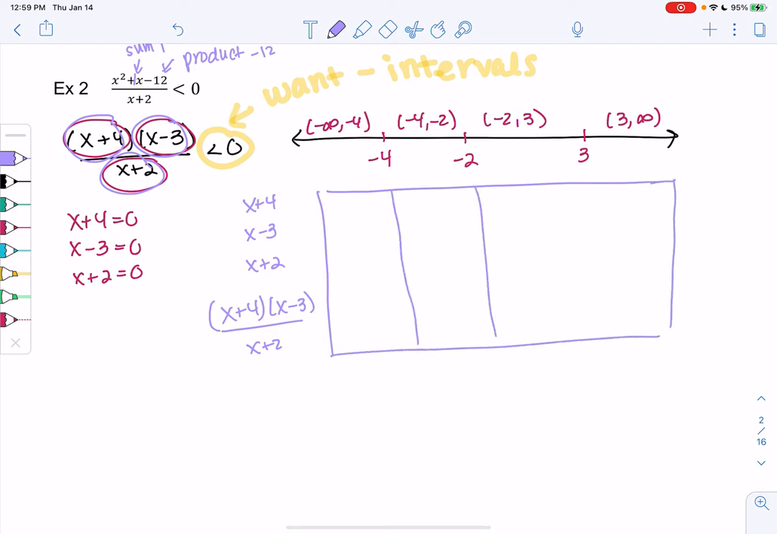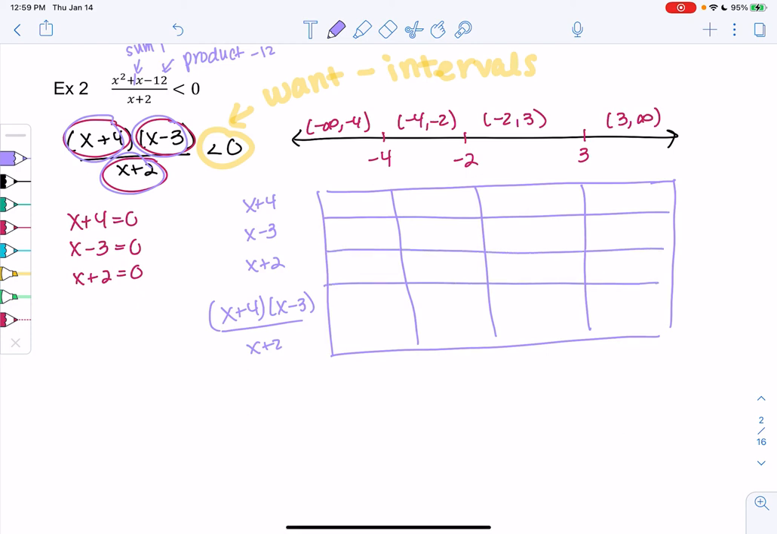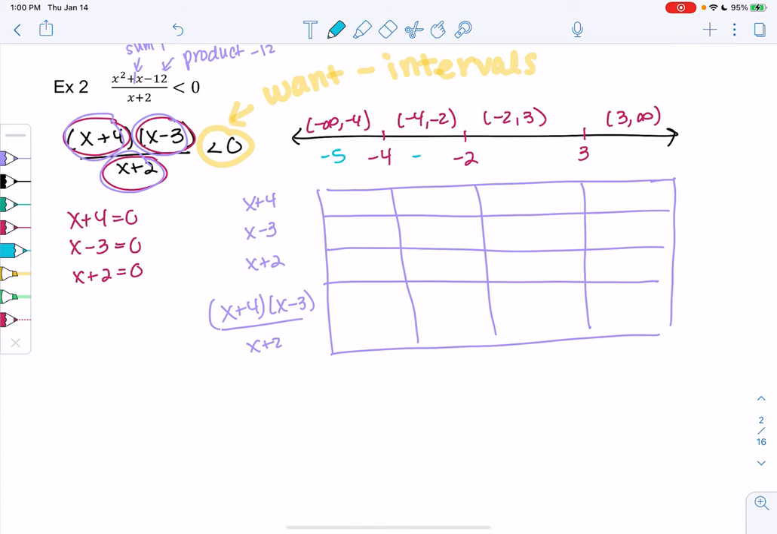So we should have 4 columns, 1 column for each interval, and the three factors. And we'll just test in each interval. So we can pick any number for the first one between negative infinity and negative four. So I'm going to pick negative five. I try not to pick too big or too small of numbers because it gets confusing. For negative four to negative two, I'll probably test negative three.